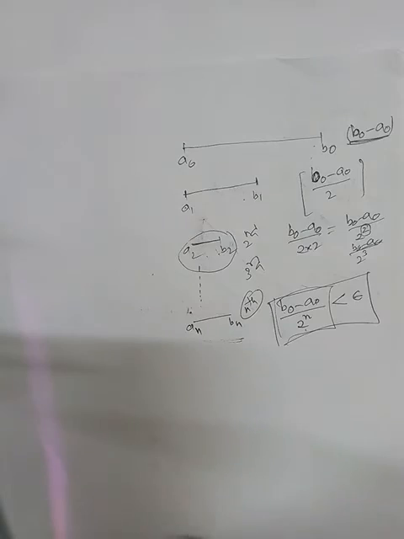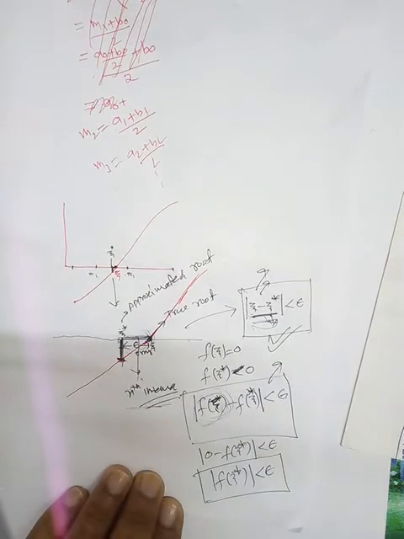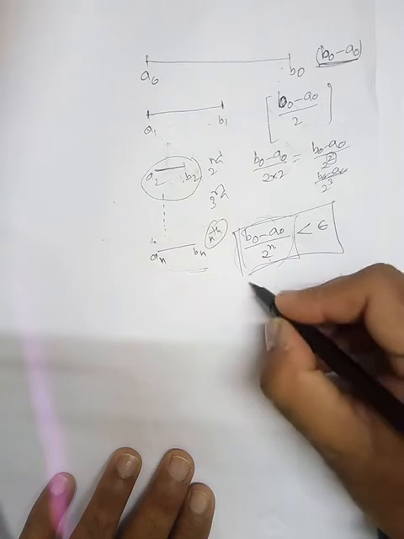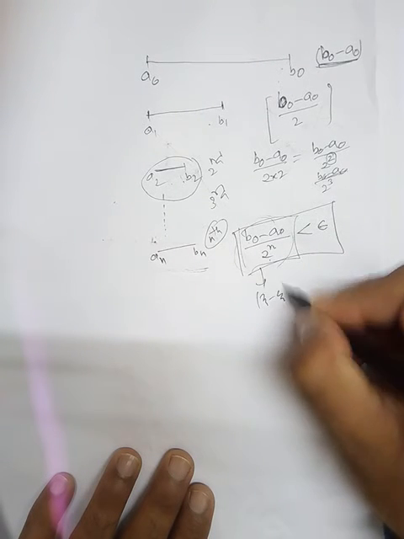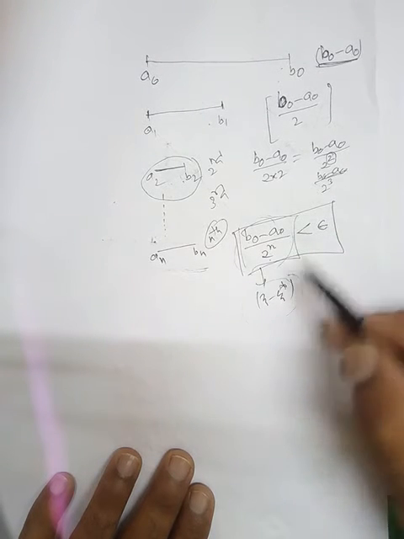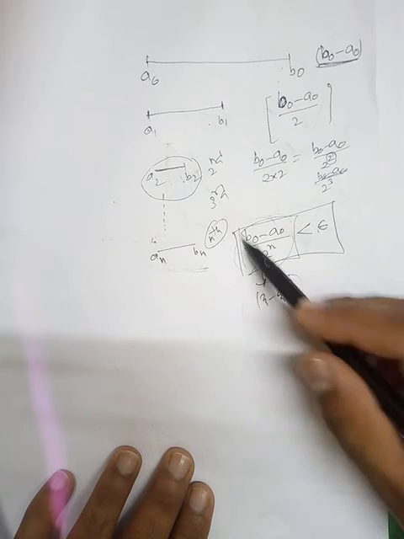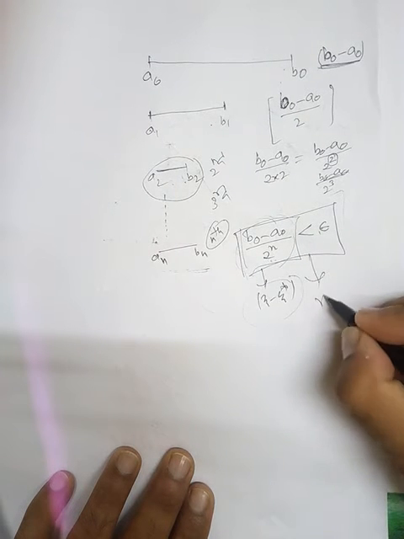If you are following the first approach, then obviously this is epsilon. This is nothing but xi minus xi star after the nth interval, so this is the length, and this should be less than epsilon. Okay, so now based on this, you can easily find out n from here.